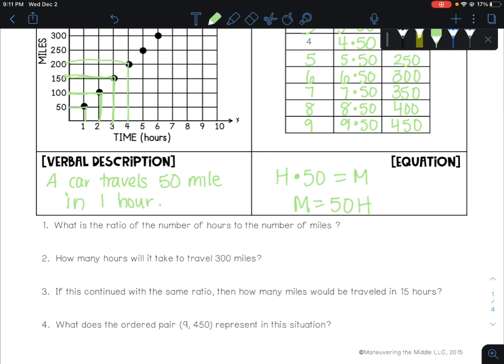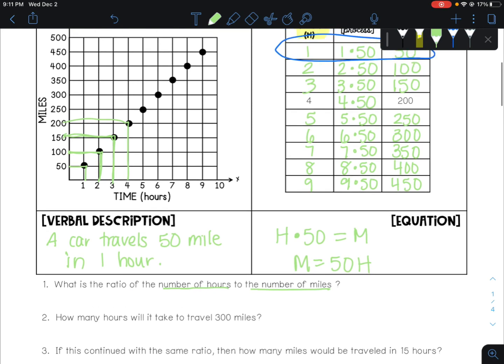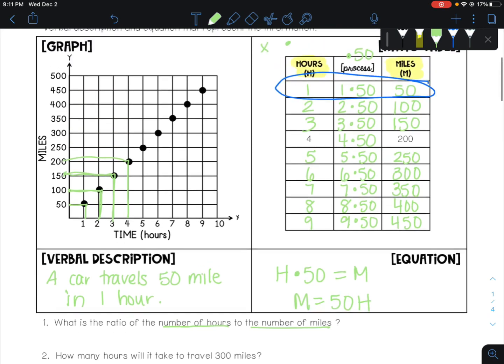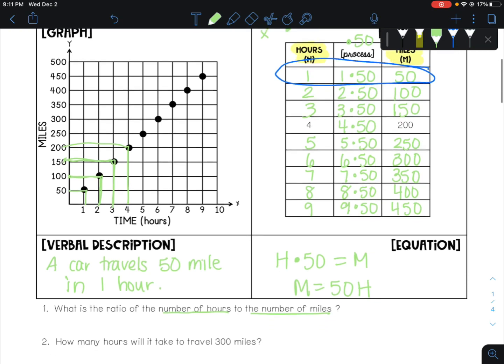All right, so let's take a look at some of these problems. What is the ratio of the number of hours to the number of miles? Well, that's easy. We actually just wrote it in our verbal description. And we can grab it right from our first entry in the table. So the ratio is 1 hour to 50 miles. It would not be wrong to choose literally any entry in this table. So you could say 7 to 350. Okay, it doesn't matter, your choice.